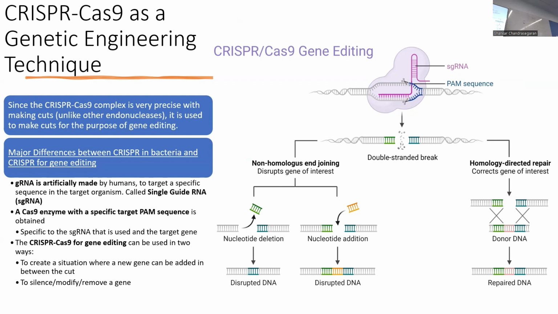CRISPR-Cas9 for gene editing can be used in two ways, right? One is where you make a cut and a new gene is totally inserted in. So you create a situation where a new gene can be added into the sequence. The reason this can be very useful is that genes cannot just be placed anywhere you want in the sequence to become activated.